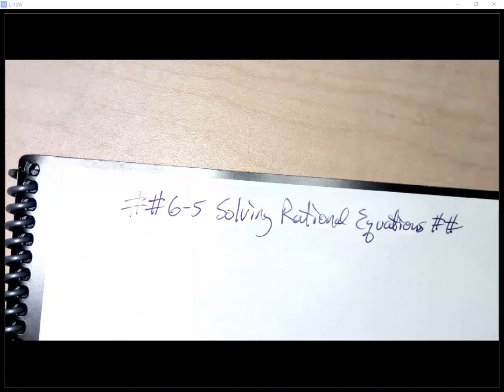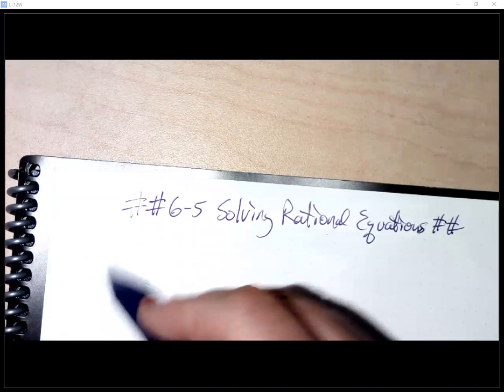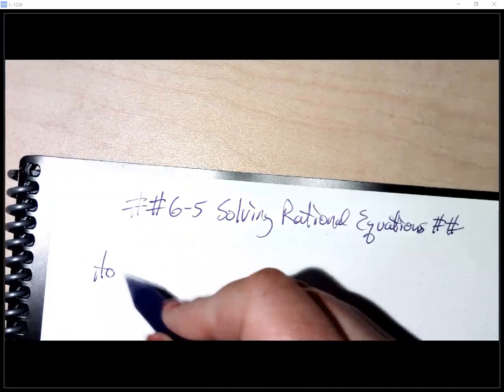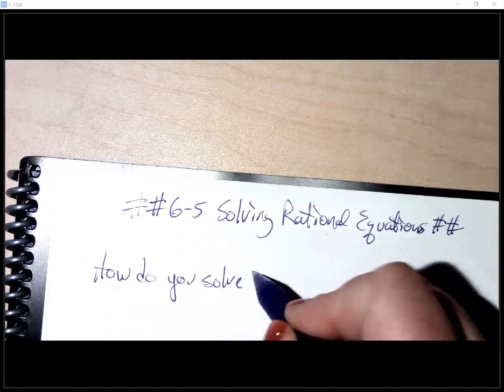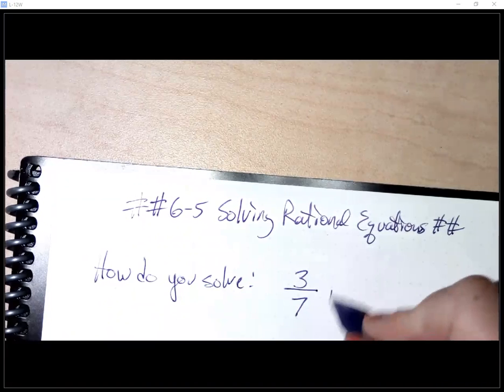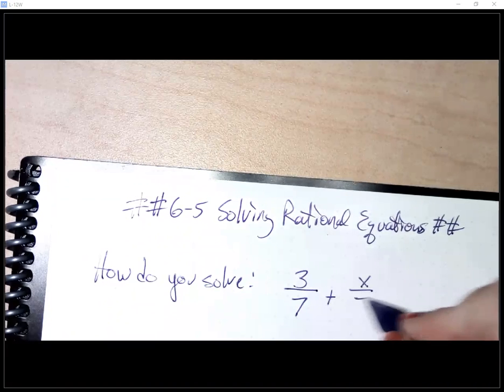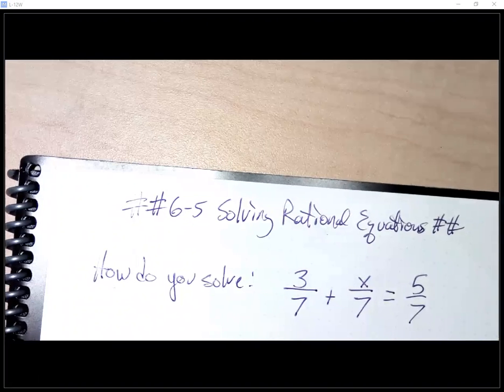So let's actually start with a very reasonable one that you could probably just do in your head. Let's say I gave you something like 3/7 plus x over 7 equals 5/7. What does x have to be? 2, of course, right? Isn't 3/7 plus 2/7 gets me 5/7?